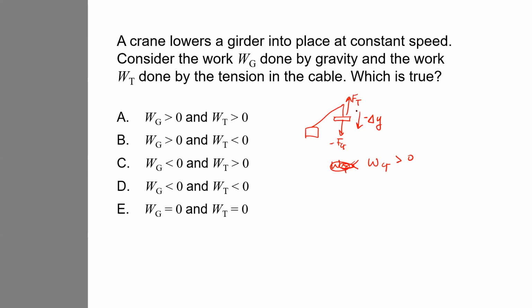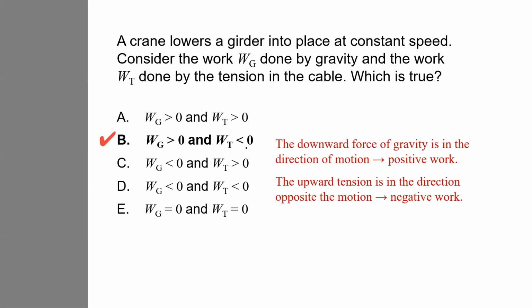But here you can see that the force of tension and the displacement are in opposite directions, so the work done by the tension has to be negative. So that would be B. Okay, so downward force is positive and negative work, etc.